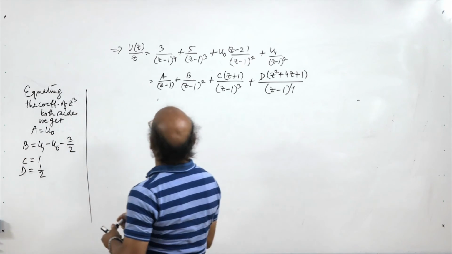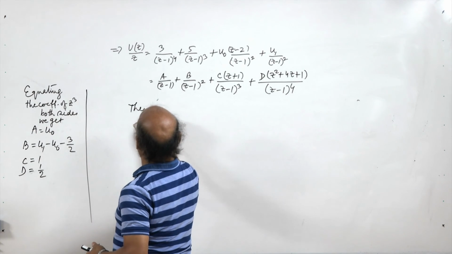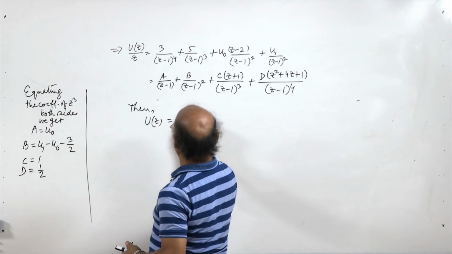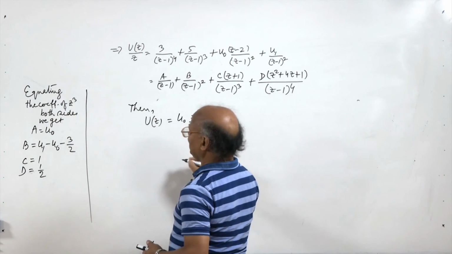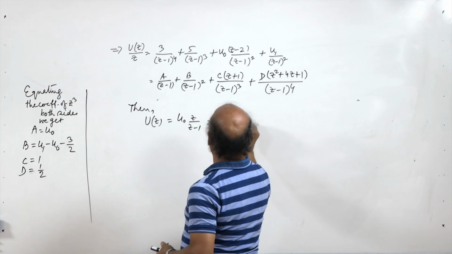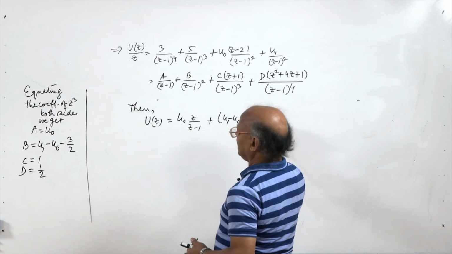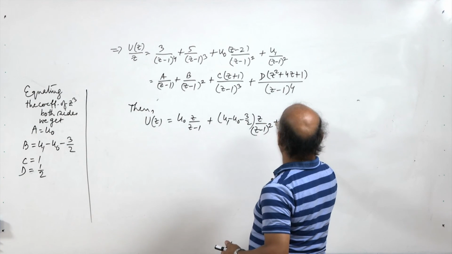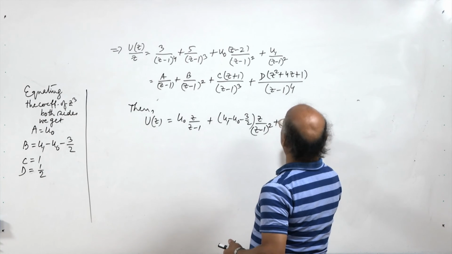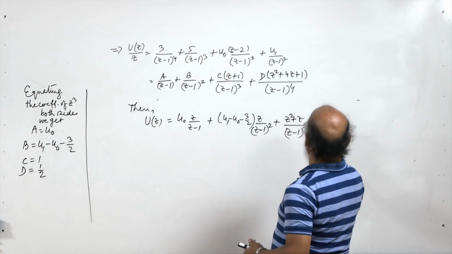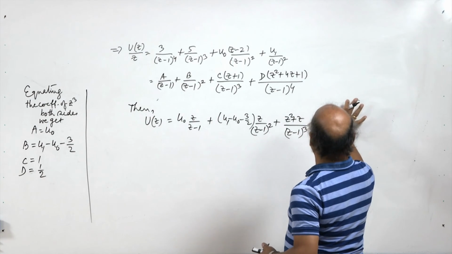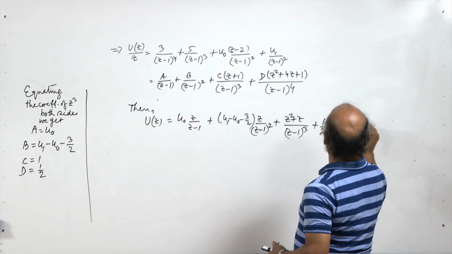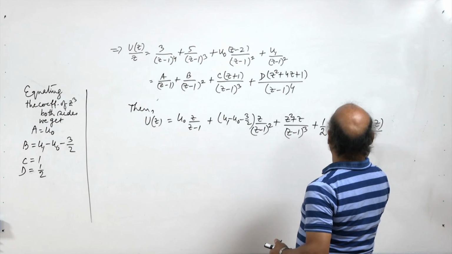So using these values of a, b, c, d, we then get u(z) equal to a times z over z minus 1. So, u naught times z over z minus 1, and then b is u1 minus u naught minus 3 by 2 into z over z minus 1 whole square, and we will get c is equal to 1. So, z plus 1, so z square plus z divided by z minus 1 whole cube, and then d is equal to half, which will give us 1 by 2 times z cube plus 4 z square plus z divided by z minus 1 to the power 4.